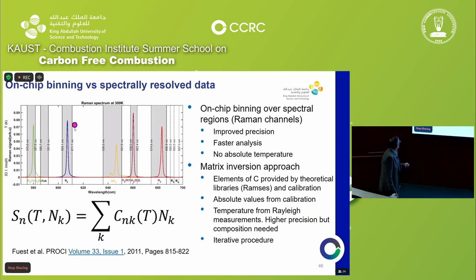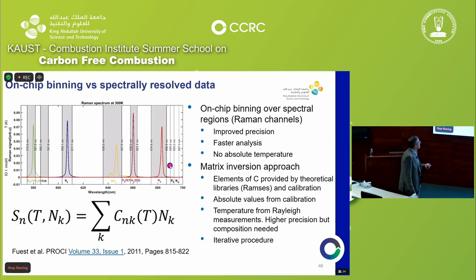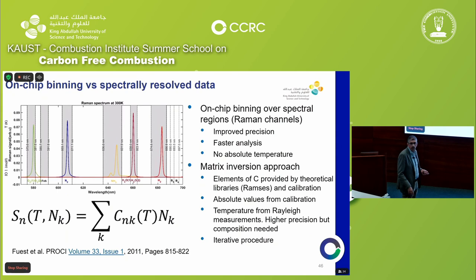This is for an ammonia flame. Those are the five major species that we have. You see the species are fairly well separated. So for each channel, most of the signal is going to come from one species, with a small contribution, we call crosstalk, from the other species. The advantage is, there are two main advantages.